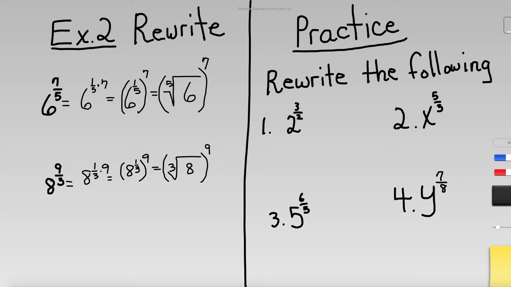Now, some of you would have noticed that when you have 9/3, that's basically 8 to the 3rd power. Okay, so the cube root of 8 to the 9th power is 8 to the 3. In the next video, we'll see how to actually simplify the cube root of 8.